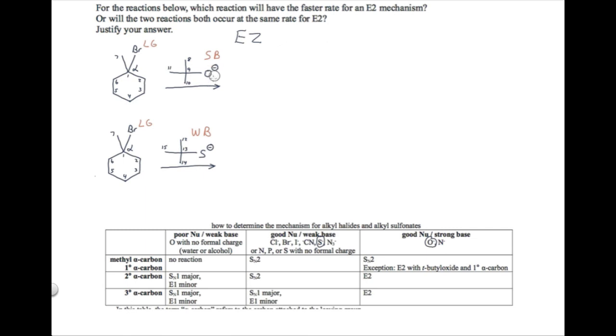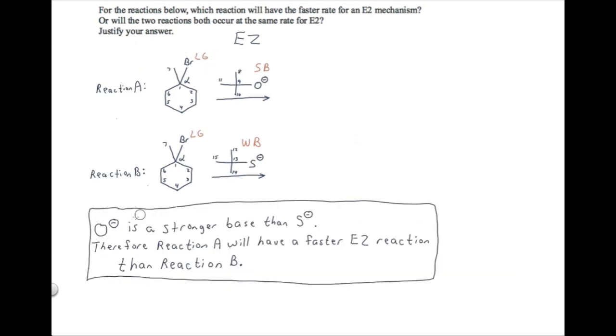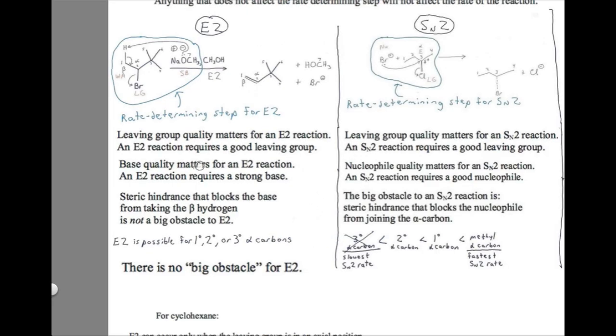Well, since this first reaction has the stronger base, we expect this to be the faster reaction. Here's our answer. O minus is a stronger base than S minus, so reaction A will have a faster E2 reaction than reaction B. Remember again that the quality of the base does matter for the rate of an E2 reaction. Why? Because the base participates in the rate determining step for an E2 mechanism.